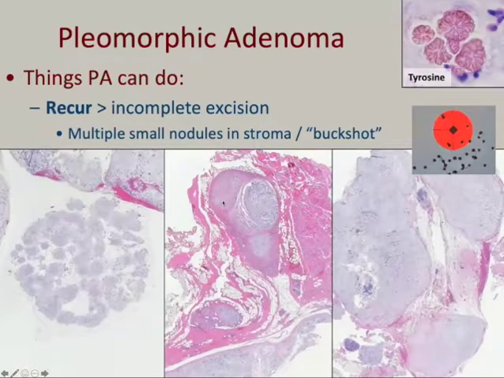So starting with PA, y'all know what a PA looks like, but I want to tell you what it can do. So especially after incomplete excision, it can recur. How does it recur? It recurs as these little multiple small buckshot nodules in the stroma. It doesn't recur as a nice solitary, oh, there's another PA. No, boom, boom, boom. So when you see that, that is inevitably a recurrent pleomorphic adenoma, and these can be extremely hard to excise. You may see some tyrosine crystals in the stroma.